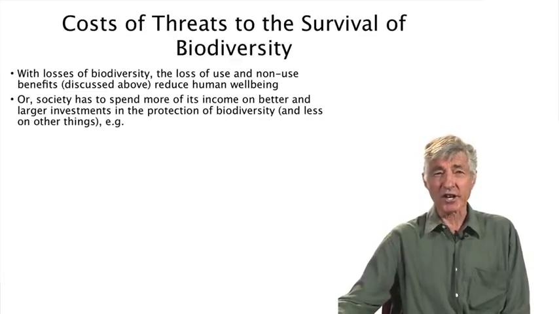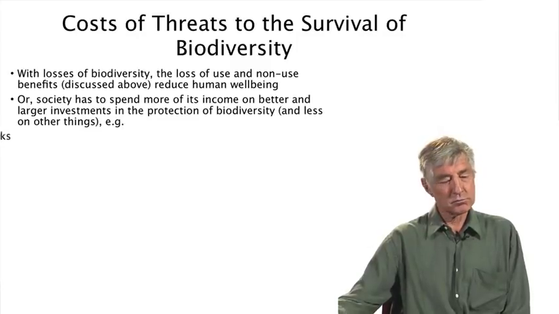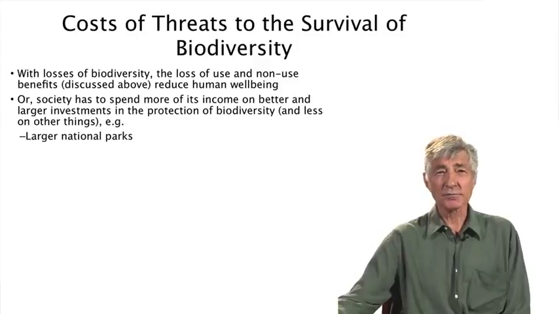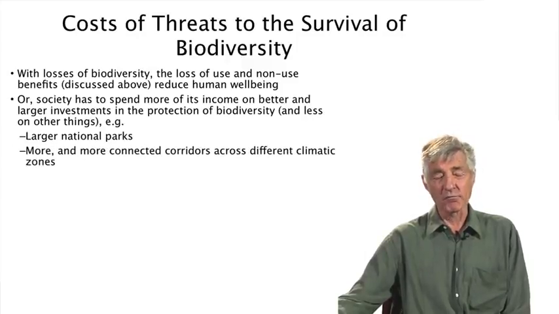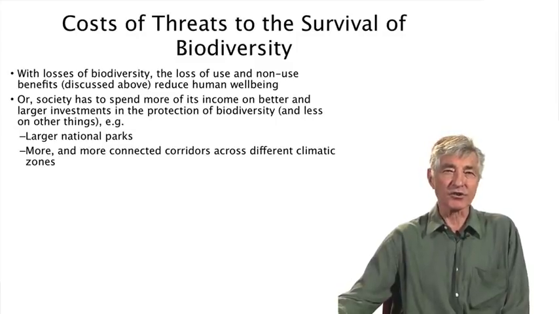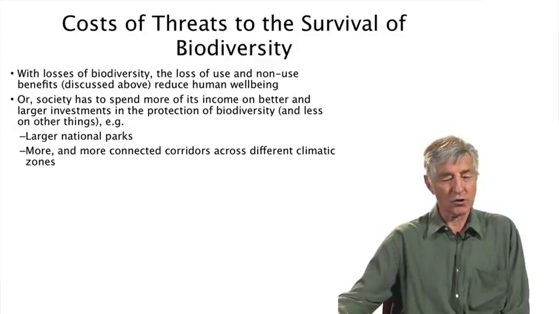Or society is going to have to spend a lot more money and income on bigger and larger investments to protect our biodiversity. So we might have to have larger national parks, and that means taking land out of agriculture or even pulling back some urban areas. We might have to have more connected corridors across different climatics, so linking up national parks. So asking farmers not to grow wheat or rice, but to leave a natural strip of a couple kilometres for animals and plants to freely move east, west, north and south.